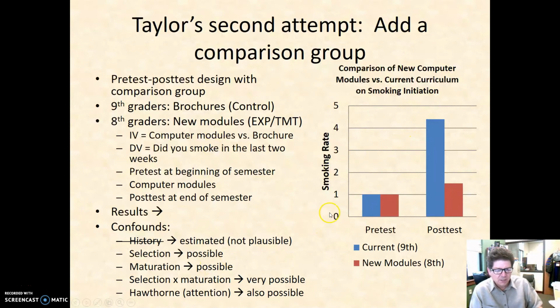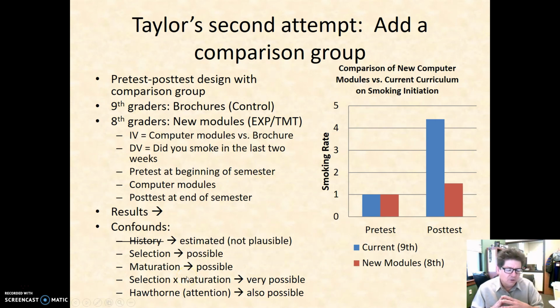It's not so much that the modules were effective, but the groups that you started with at the beginning, even though they're equal in smoking, are not the same in all respects. And so the 9th graders, because of who they are, try smoking more than the 8th graders. So selection is possible. Maturation is possible, right? 8th and 9th graders may mature at different rates, maybe trying things out, being more exploratory, is also a possibility in this study.